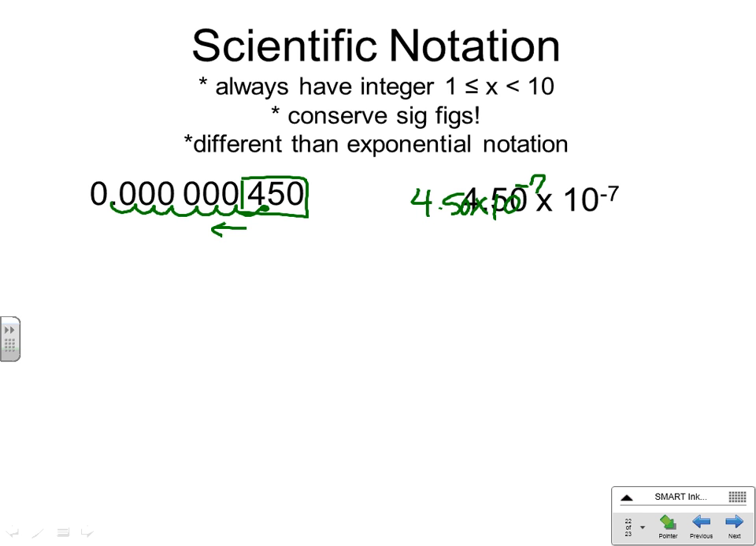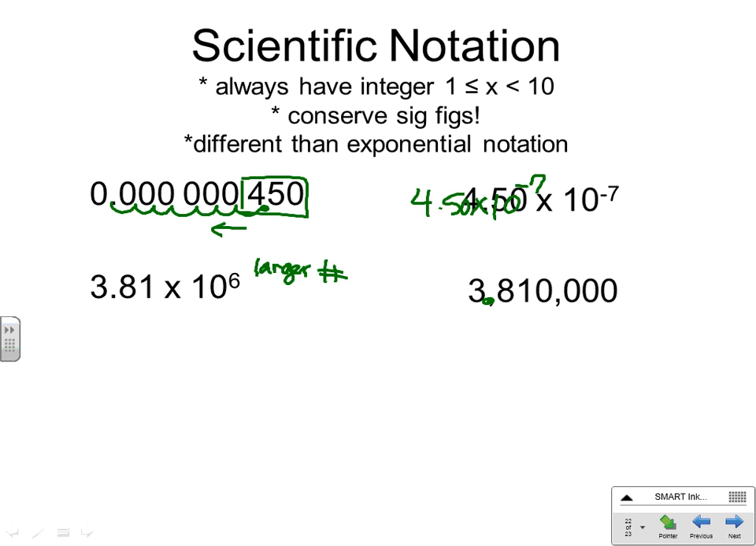Next one, we've got 3.81, which is a number between 1 and 10, times 10 to the 6th. So this is a large number, and we've condensed it for ease, because we're kind of lazy as chemists. This number is actually a very, very large number, with 3.8 being this point right here. 1, 2, 3, 4, 5, 6. And you relocate the decimal at the end, which gives you the 3.8 million.